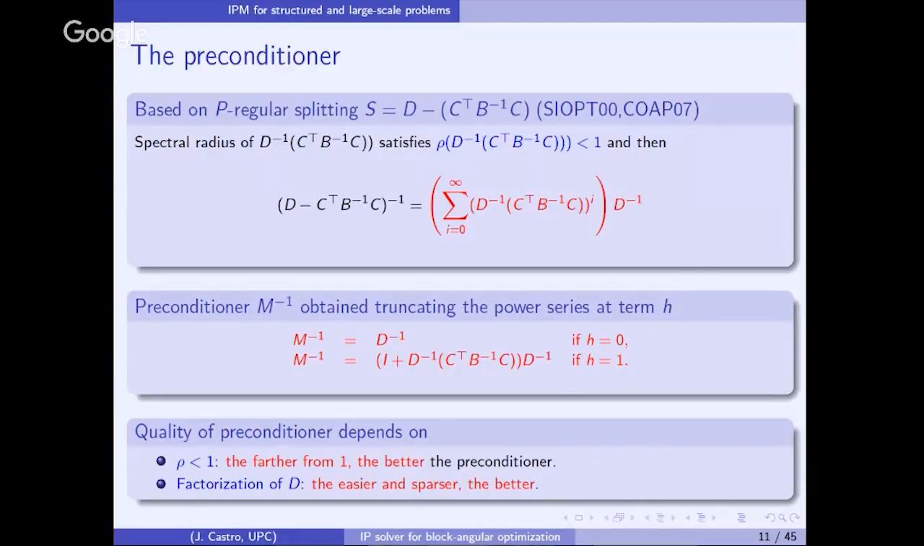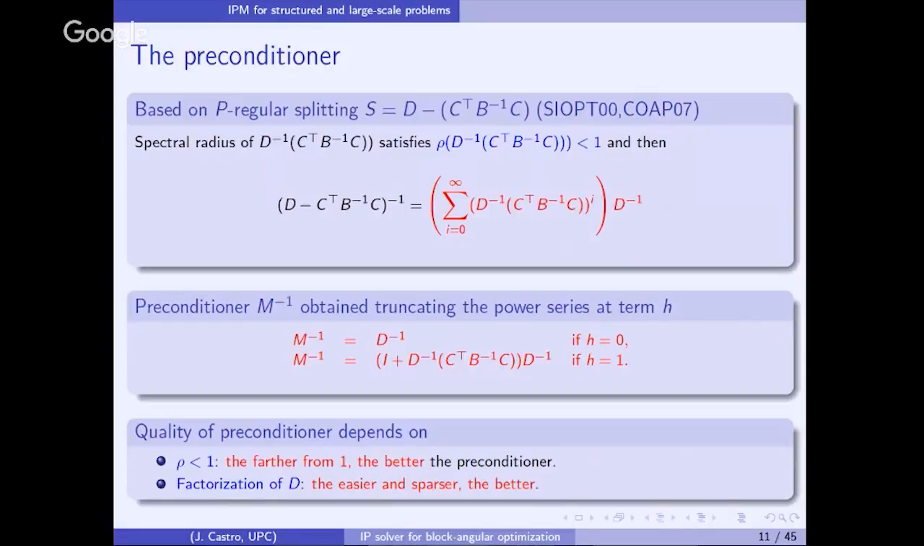So imagine these are scalars. If these are scalars, you have a scalar which is less than 1, and you raise it to the power of i, and i goes to infinity. This term goes to 0. Okay, so that's exactly the same idea, but we are considering spectral radius of matrices, not scalars. Okay, so that's it.